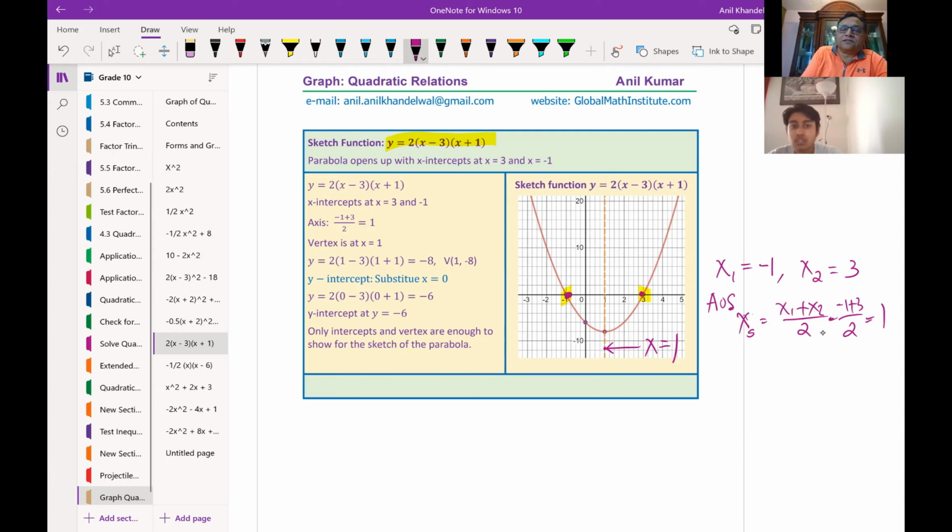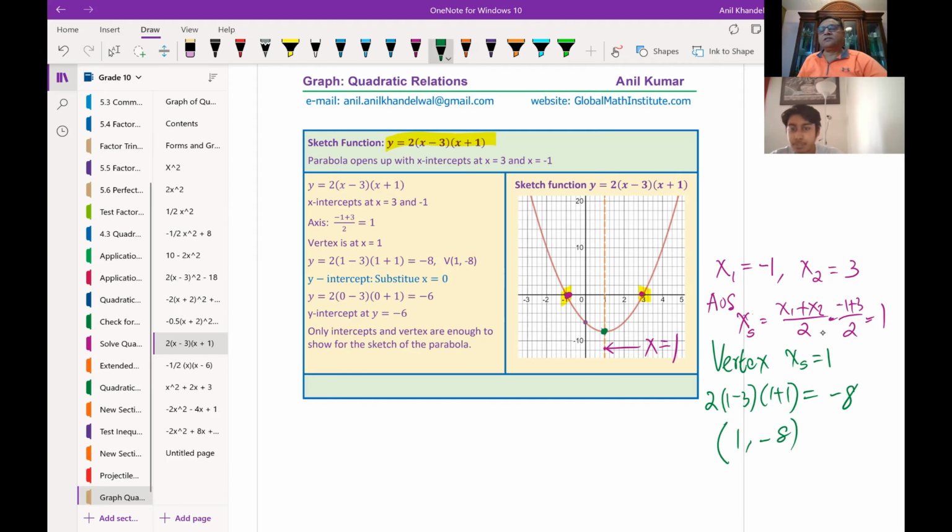Now you have to find the vertex, correct? Yes, sir. So to find the vertex, I will just put in the x value of 1. Substitute 1 in your equation: 2 times (1 minus 3) times (1 plus 1), which is what? It would be 2 times -2 multiplied by 2, which is negative 8. And therefore, the vertex is at (1, -8). So you mark the vertex point. You get the idea. Yes, sir. That becomes the vertex. You see how easy it is?